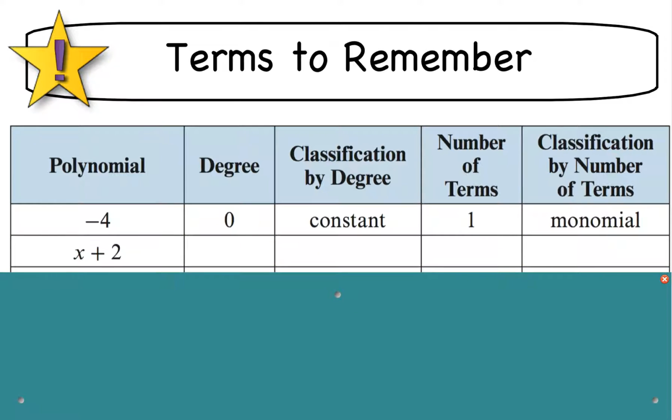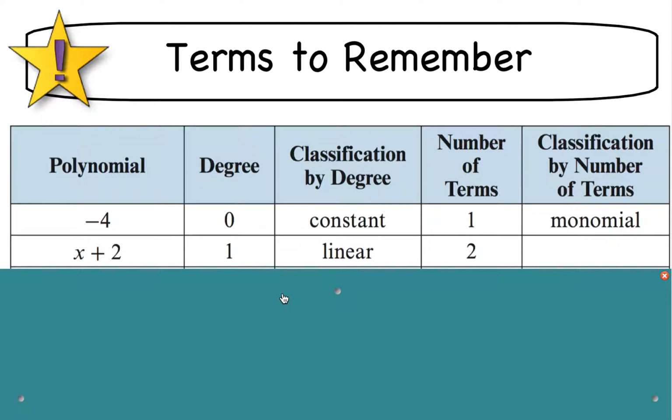So let's take a look at another one. x plus 2 has two terms. The degree, the exponent on the variable, is 1. So this is called a linear polynomial. It graphs as a line. By the number of terms, there are two terms, so we call it a binomial.